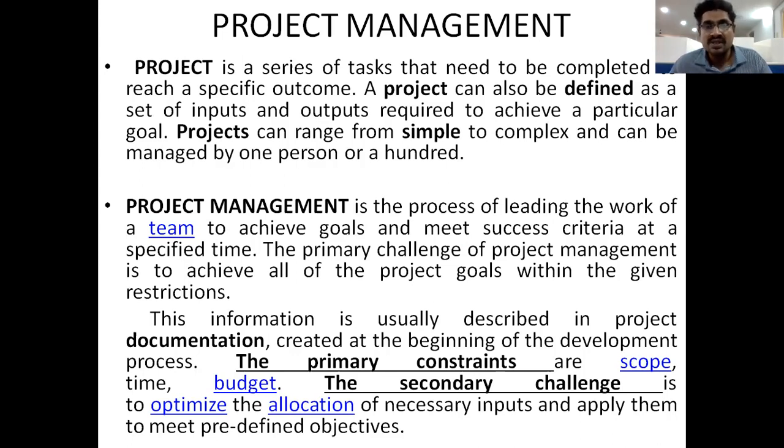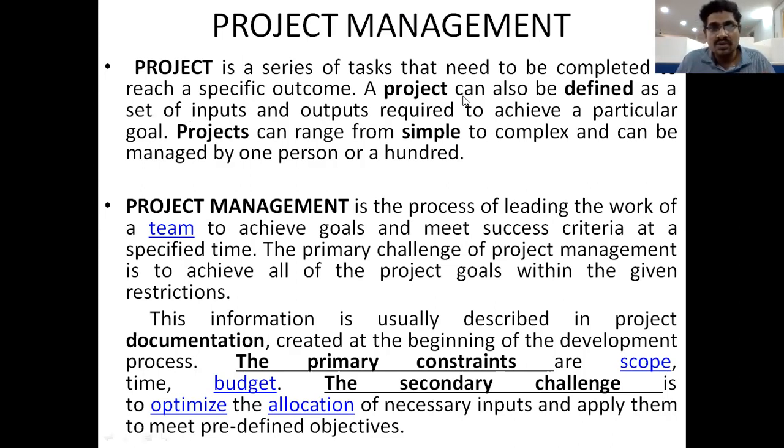So simply, inputs here means the 5 M's. Already we know the 5 M's: money, men, material, machinery, methods. Once again, I want to repeat the 5 M's: money, men, machinery, methods, and materials. These are the 5 M's. So a set of inputs, 5 M's, and outputs. Here outputs means our production, or it may be achieving our targets, or reaching our goals, right?